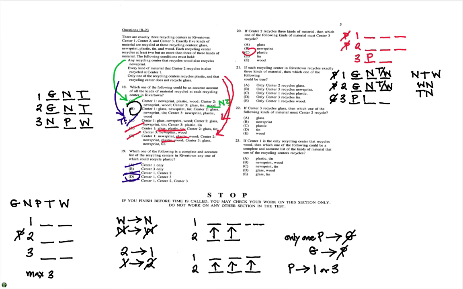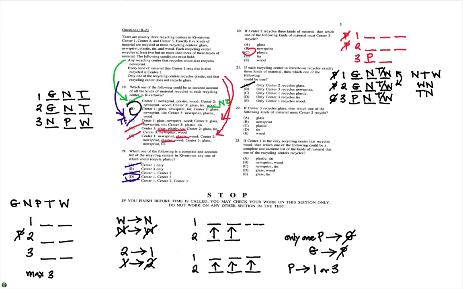Same exact options for center 3. And notice that these must be the same. Either both are tin or both are wood, again because centers 2 and 1 must recycle the exact same set of materials. So looking for what could be true, A, only center 2 recycles glass, impossible.